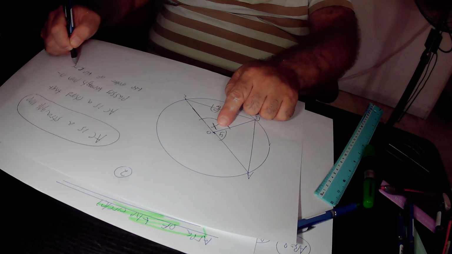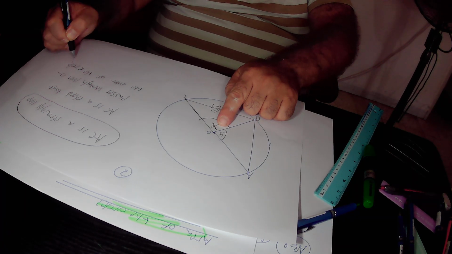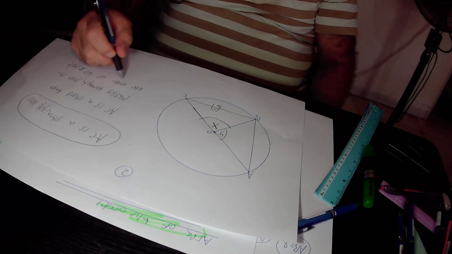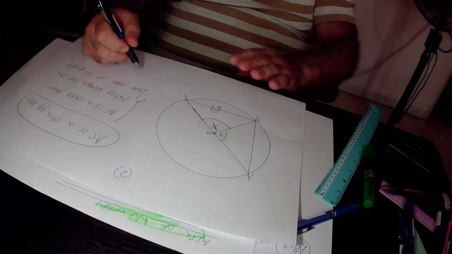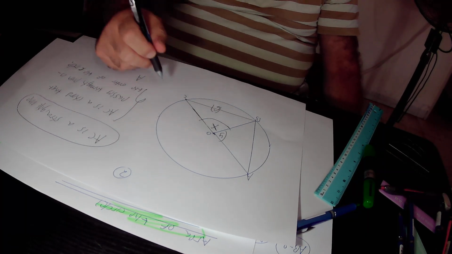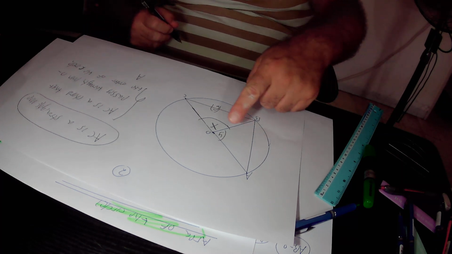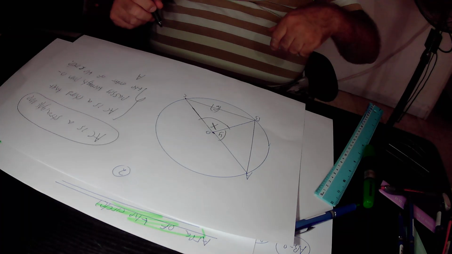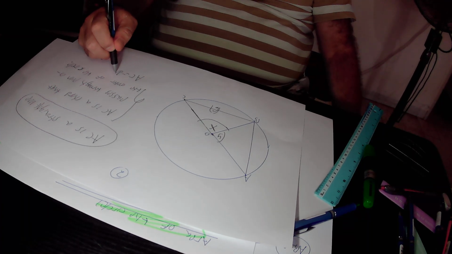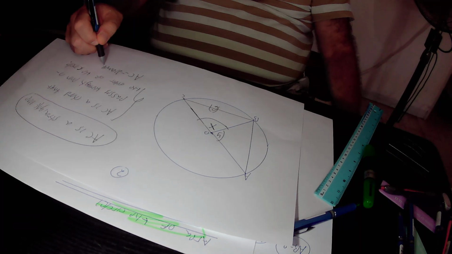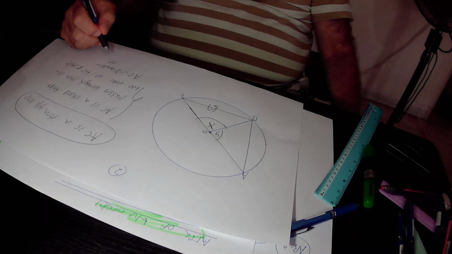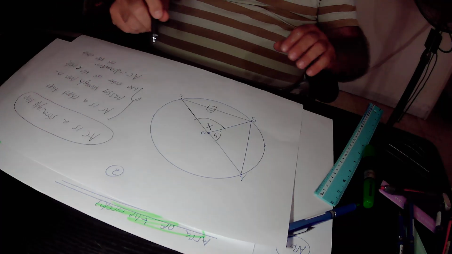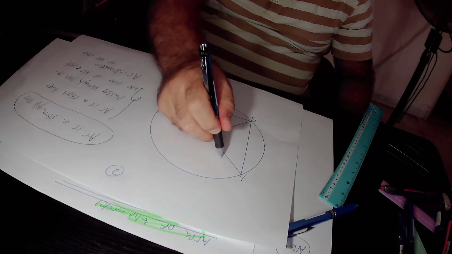And we know that any chord that passes through the center of the circle is defined as a diameter. Therefore, AC is the diameter of this circle because AC passes through point O, that is the center. It is a chord that passes through the center of the circle, that is point O. So AC is the diameter of the circle.